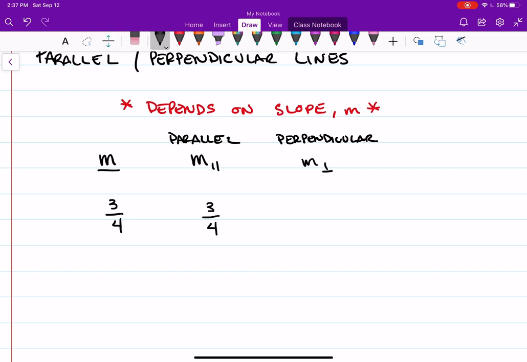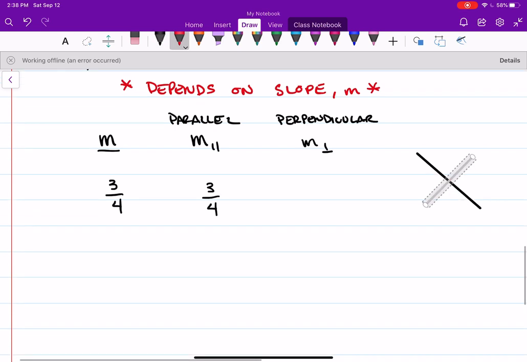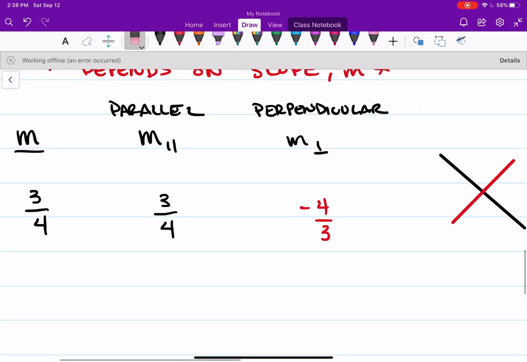But if it's perpendicular, right? So if we think about perpendicular lines here, what you would notice is that if the red is the original and the black is the perpendicular line, the red is going to be positive while the black is going to be negative. So you know that we have to flip the sign, right? So the perpendicular would be -4/3. So it's actually a flip and negate. Okay, that's what you're going to want to do.